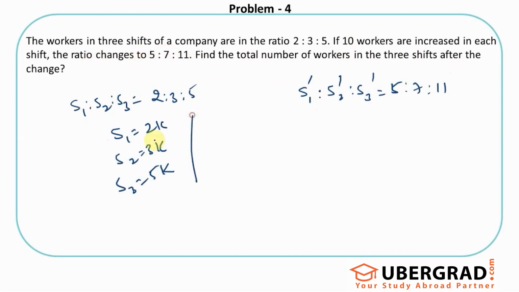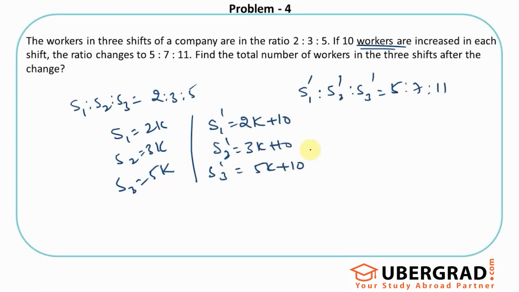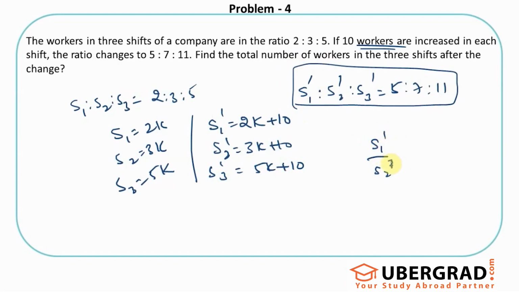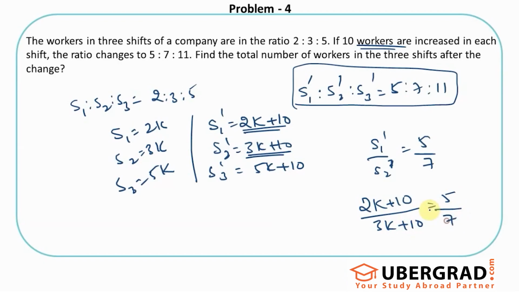So what is the change? They're adding 10 workers everywhere. So what will be S1 dash? Initially I had 2k, now they have 2k plus 10. S2 dash would be 3k plus 10 and S3 dash would be 5k plus 10. That's adding 10 people in each shift. Now they gave this ratio. Let me just pick S1 dash is to S2 dash is 5 by 7. That's good enough. So 2k plus 10 by 3k plus 10 is equal to 5 by 7.